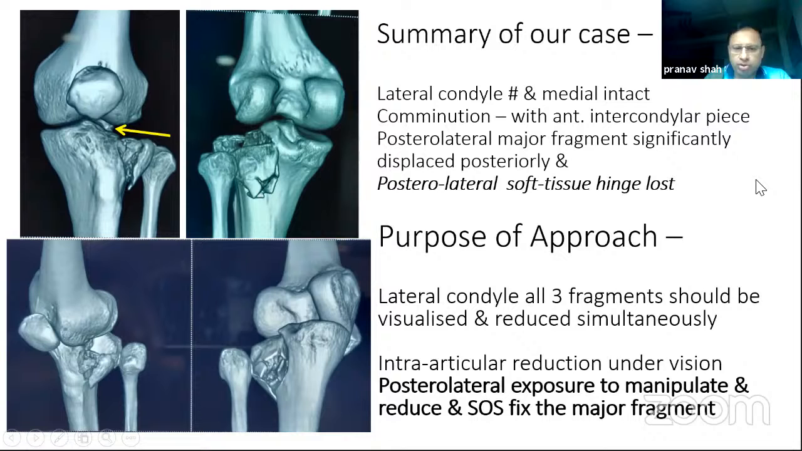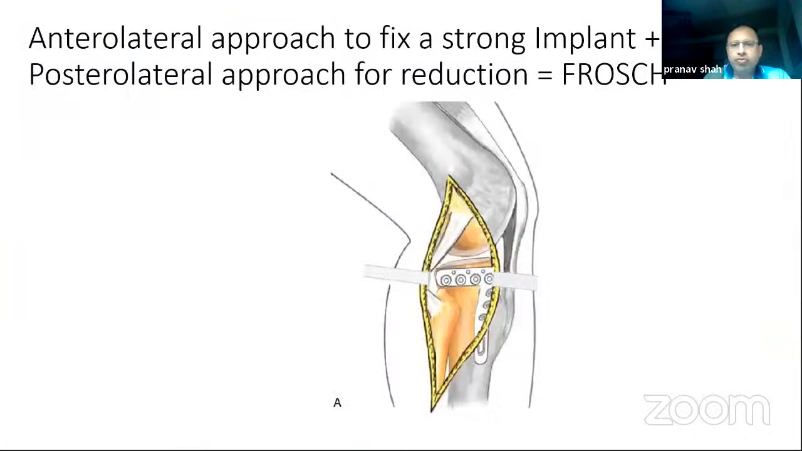What we need from our approach is that we should be able to visualize all three fragments and reduce them simultaneously, each in relation to the other. The intra-articular reduction should preferably be under vision, and a posterolateral exposure will most likely be necessary to manipulate the large fragment and maybe fix it from behind if necessary. We need an anterolateral approach to fix a strong implant, because we don't have a strong implant from the posterolateral side, but we also need a posterolateral approach for reduction.